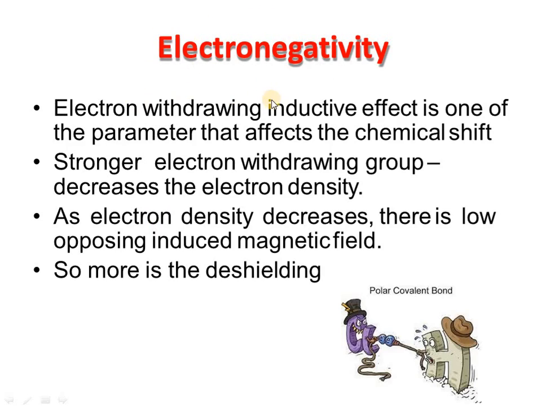Generally the electron withdrawing inductive effect is one of the parameters that affects the chemical shift. So electron withdrawing groups play an important role in NMR. A stronger electron withdrawing group decreases the electron density around the proton. As the electron density decreases, there is a lower opposing induced magnetic field, so there is more de-shielding. So the more the de-shielding, the signal will be towards the left, that is towards the downfield.